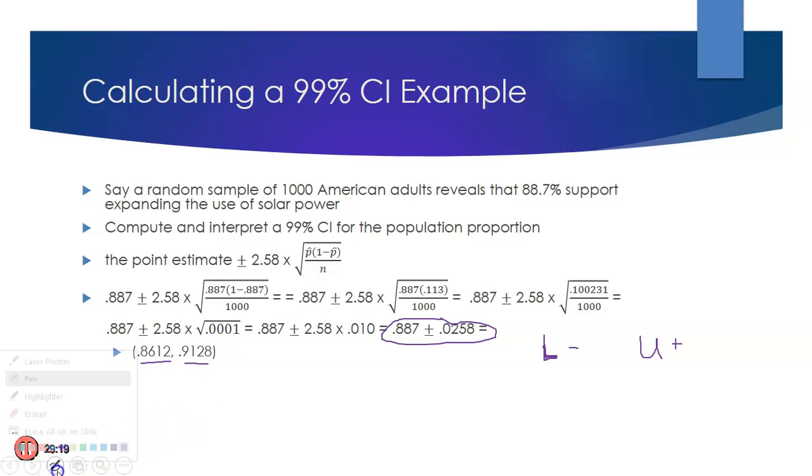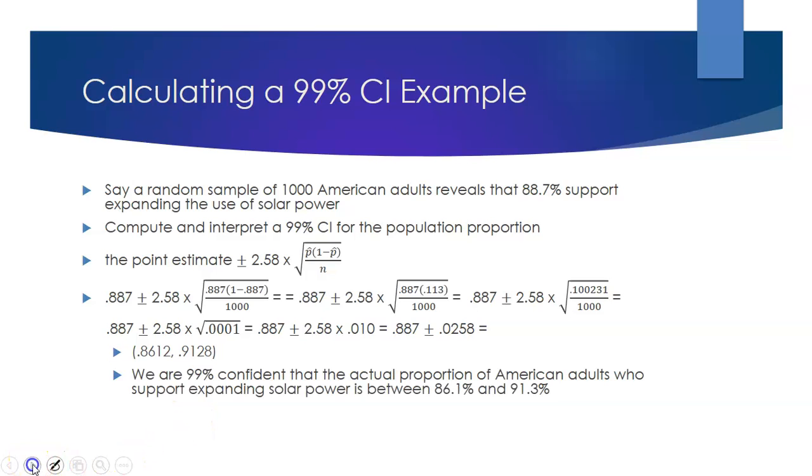So just like before, instead of us interpreting this as a 95% confidence interval, this is a 99% confidence interval. So we are 99% confident that the true proportion of adults who support expanding solar power is somewhere between this range of proportions that we came up with. Interpreting this has been changed to a percent. So 86.12% rounds to 86.1%, and then 91.28% rounds to 91.3%. So that's why that's showing with rounding.